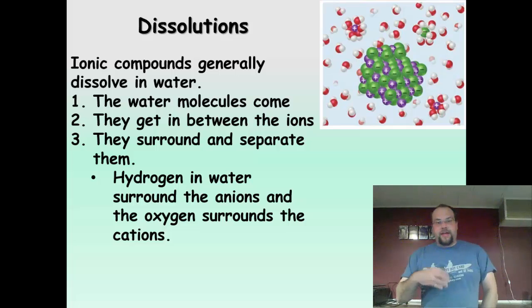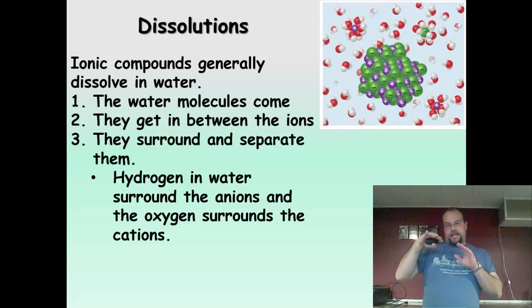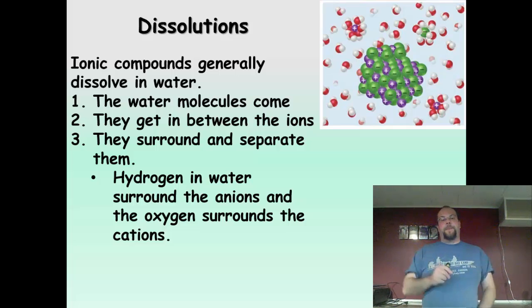Anyway, so that's what water does. Water is able to get in between the ions and separate them out. It's really important to realize that hydrogen in water is partially positive, so it's going to surround the negative one, right? Because positive and negative will attract. And then the oxygens, which are slightly negative, will surround the positive. You can see that in the picture. The red ones are around the positive purple, and the white hydrogens are around the negative green.